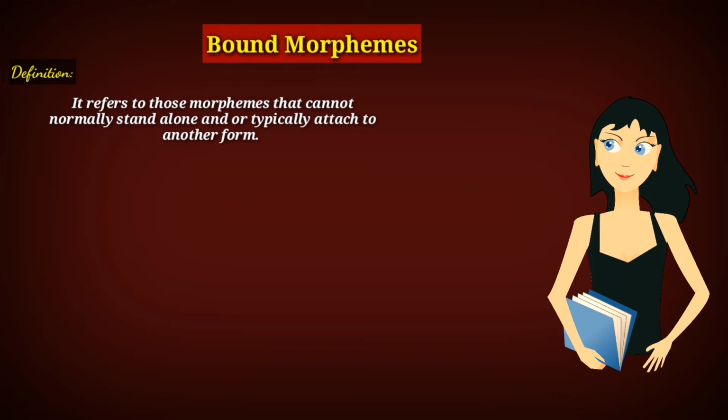What does it mean? It means simply that it is the opposite of free morpheme, because free morpheme can stand alone by itself, but bound morpheme cannot stand alone by itself because it is bound, or you can say that because it needs another free morpheme to be attached with it. To make it easier, I would say that all suffixes and prefixes are bound morphemes in the English language.